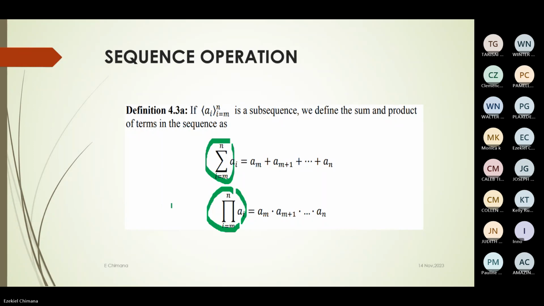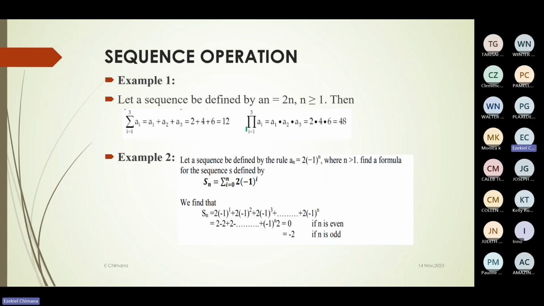You can do the same if you are multiplying. You can multiply a_m times a_(m+1) times up to a_n. So in other words, if it is a sequence of 2, 4, 6, 8, just multiply 2 times 4 times 6 times 8. If it is the addition, 2 plus 4 plus 6 plus 8, just like that.